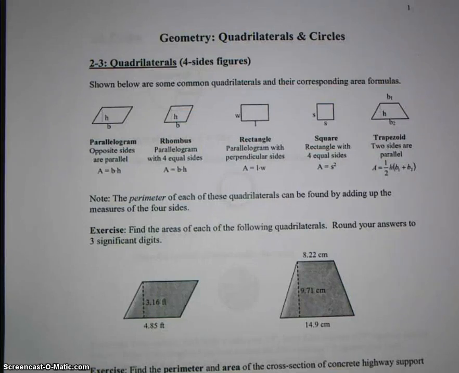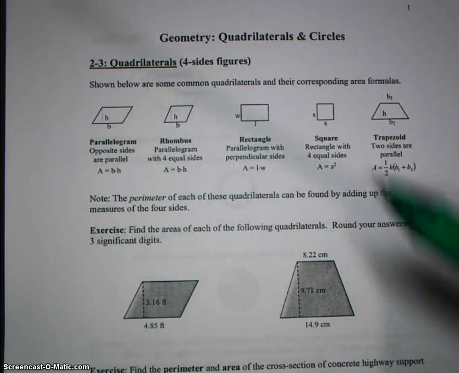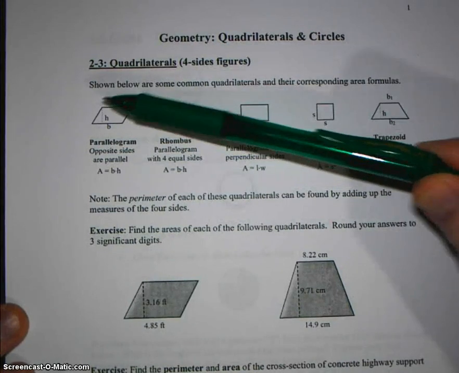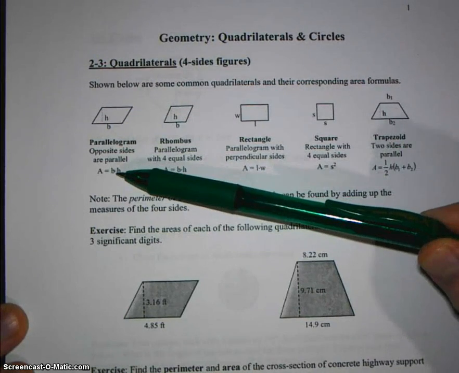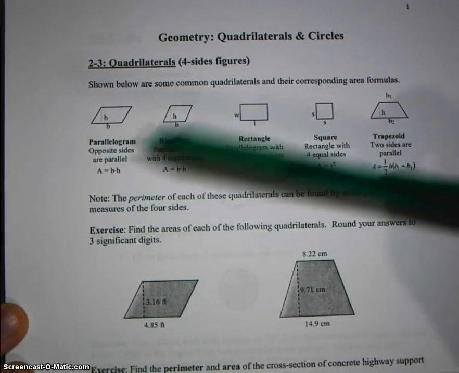All right, today we're going to look at 2.3, which is quadrilaterals, and then we will go to 2.4, which is circles. Okay, so we have different kinds of quadrilaterals. Quadrilateral means four-sided figure. We have a parallelogram, which has two pairs of parallel sides, and its area formula is area is base times height.